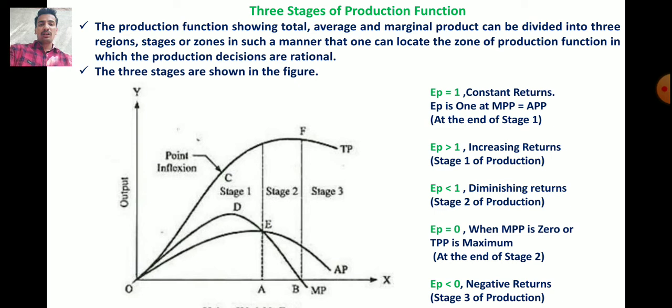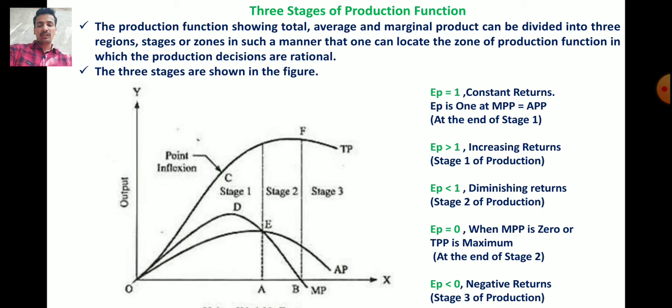Now, if we observe stage 1, what happens in stage 1? In stage 1, TP, total product, is increasing at an increasing rate up to the point of inflection. In case of MP, marginal product, at the initial stage MP is also increasing. After a point of inflection, MP goes on decreasing.